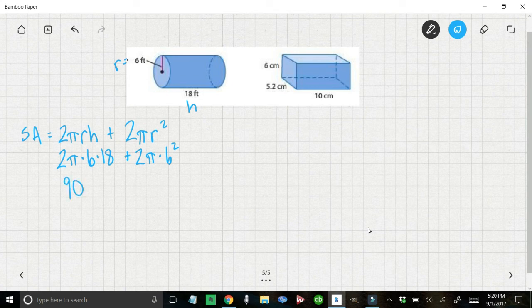If you need to pause it, that's fine. The answer that you should get is 904.8, and that's square feet.